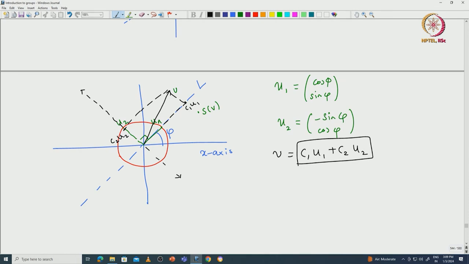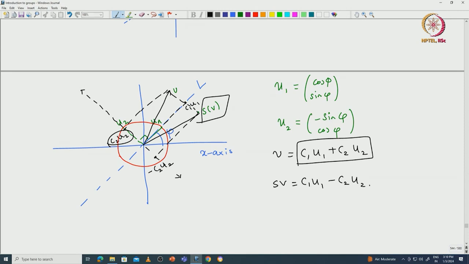Now what do you want to do? You want to reflect this V with respect to this capital L. So, you are getting this SV. Let us see how one can get SV. The best way to get SV is to complete this parallelogram. You go from C1 U1 to this SV and then see where you are coming here. This is going to be just the opposite of this C2 U2, so this is going to be minus C2 U2. Then if you complete this parallelogram, you can see that this SV has to be C1 U1 minus C2 U2. That should be the very explicit formula for this SV.